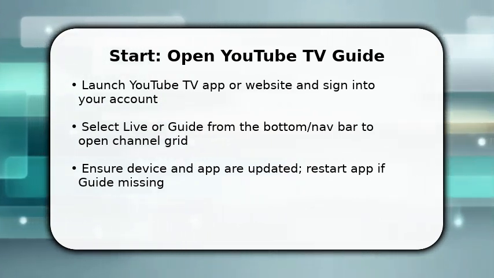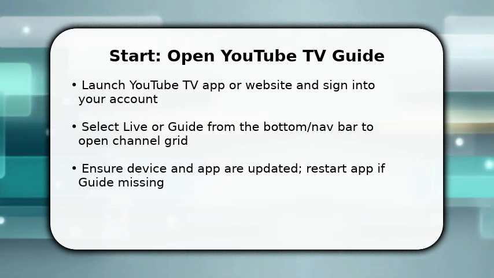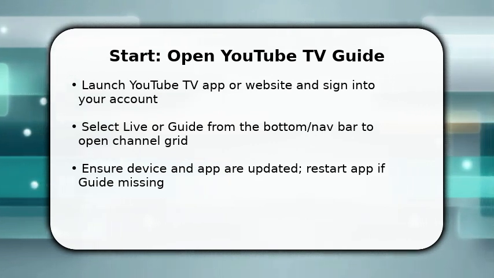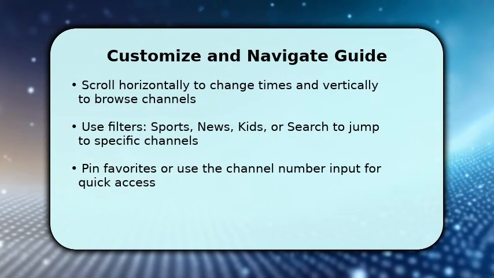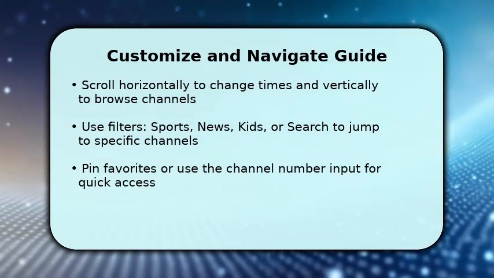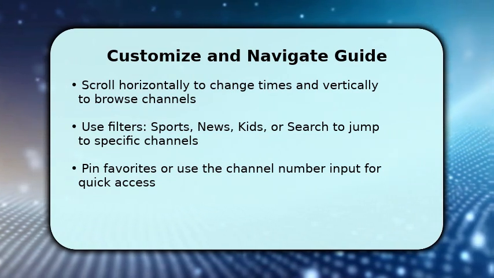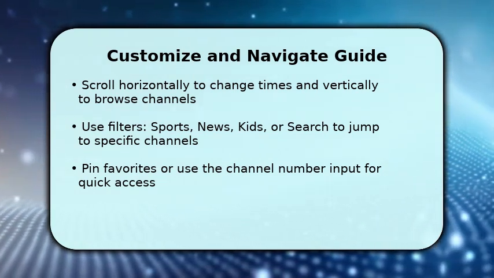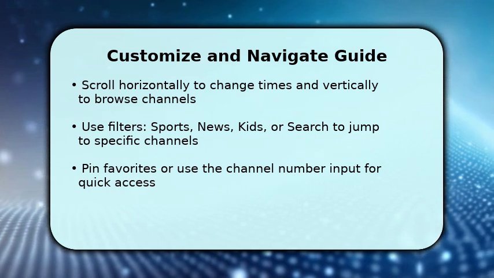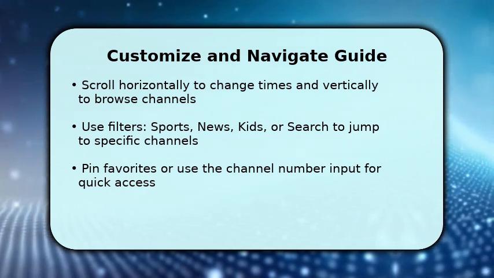If the grid is blank, sign out and back in to refresh your account data and force the guide to reload. Once the guide is visible, navigate by scrolling horizontally for time and vertically for channels. This lets you see what's playing now and next. Use the filter or search field to narrow to sports, news, or a particular channel name. Filters speed discovery when the grid is large.